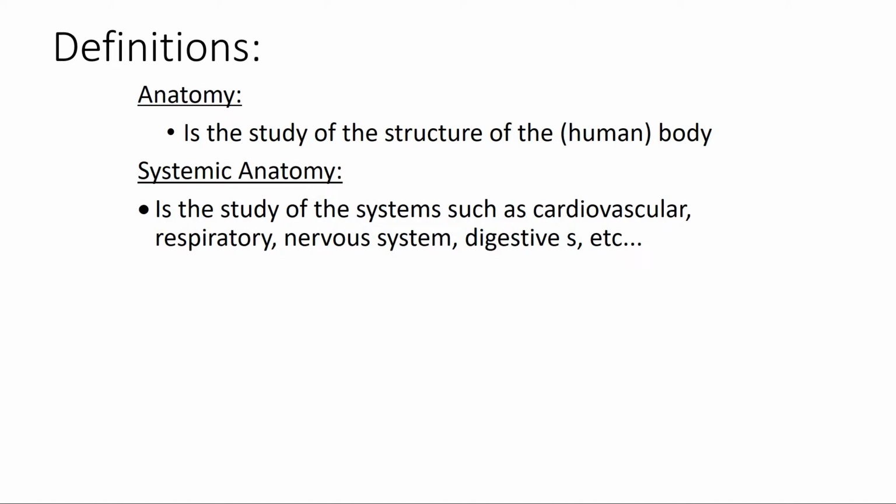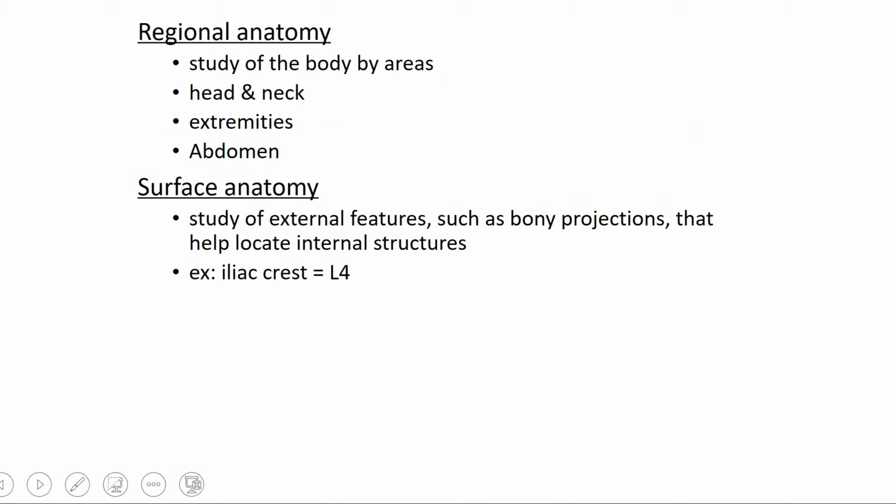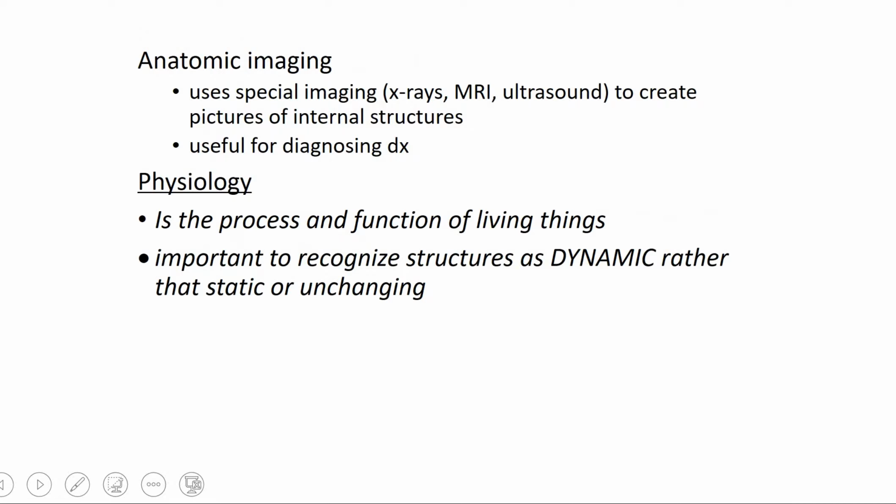So like anatomy, write that on the front of the 3x5 card, and on the back side you would say something like, is the study of the structure of the human body. Now, I have human in parentheses because this is human anatomy and physiology, but as you can imagine there's also animal, study of structure and function, and so on. So for our purposes, the human body, be able to define systemic anatomy, regional anatomy, surface anatomy, anatomic imaging, and physiology.